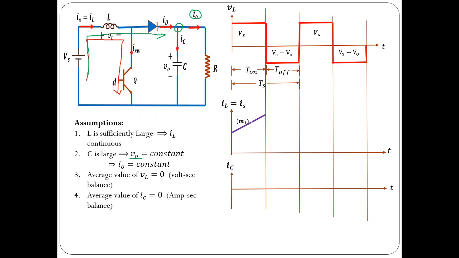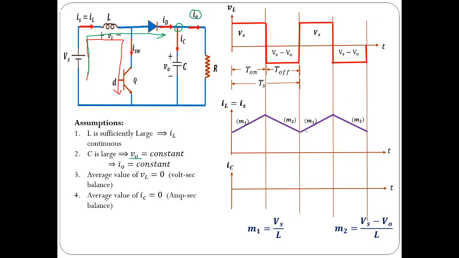So it would vary between a minimum and a maximum value. You can see here, during the T on period, the current through the inductance, which is the same as the current through the source, would rise with the slope m1. What is m1? That is Vs by L. Similarly, during the off period, the current through the inductor falls linearly with the slope m2, where m2 is equal to (Vs minus V0) by L. So this way the current would rise and fall.